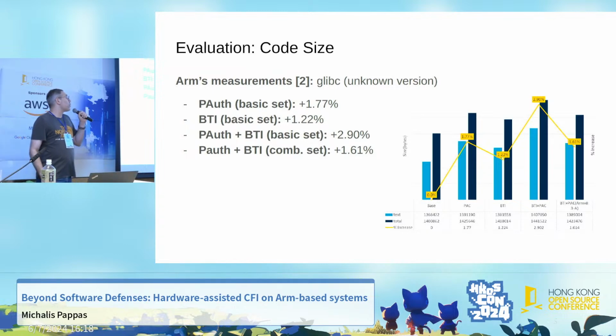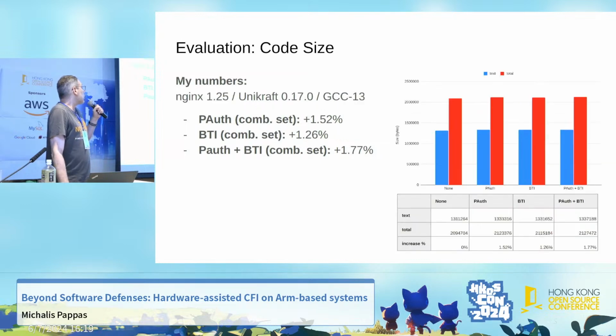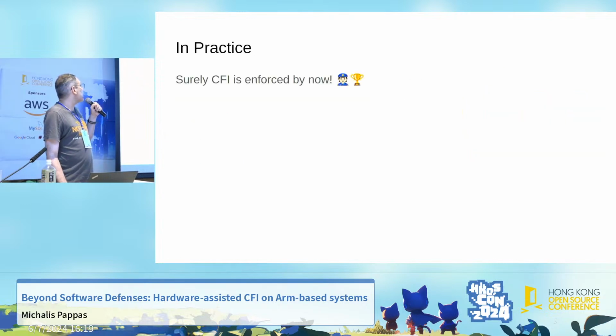Finally, the last metric was the code size. How much do these extra instructions grow our image and, of course, our memory footprint? And ARM claimed some very small numbers. Long story short, I did something similar, and again, ARM's numbers seem credible, right? So you have something like, I don't know, even less than 2% growth in the image size, which again is very good. So, in practice, are CFI attacks now over?